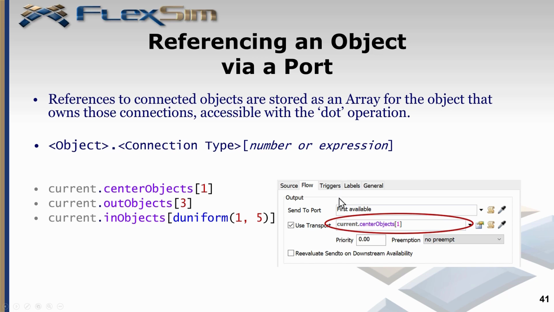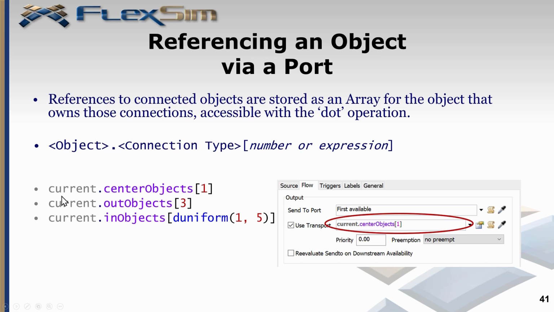So we've seen this before in our flow tab in the use transport field. For instance, we had current.centerObjects[1]. That was there by default. We just took advantage of it and connected our center port from our object up to our operator. It's a way of referencing the operator we wanted to use for transport.